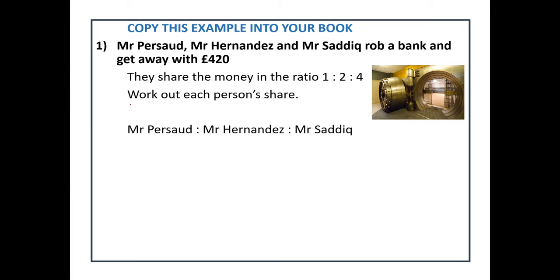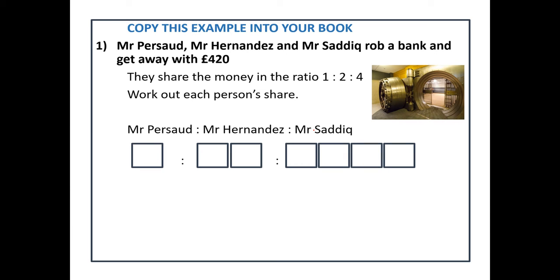So we have Mr. Persuade, Mr. Hernandez and Mr. Sadiq. And let's draw those boxes to make it a bit easier. So Mr. Persuade gets 1 share, Mr. Hernandez gets 2 shares, and Mr. Sadiq gets 4 shares. Okay, now remember what we had to do when we were sharing. First thing we have to do is add our ratios. So we have to do 1 plus 2 plus 4, which gives us an answer of 7. So in total, there are 7 shares.